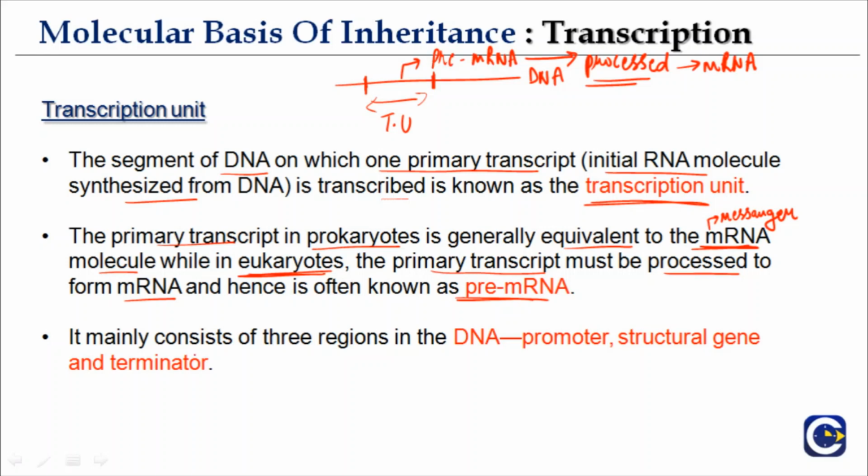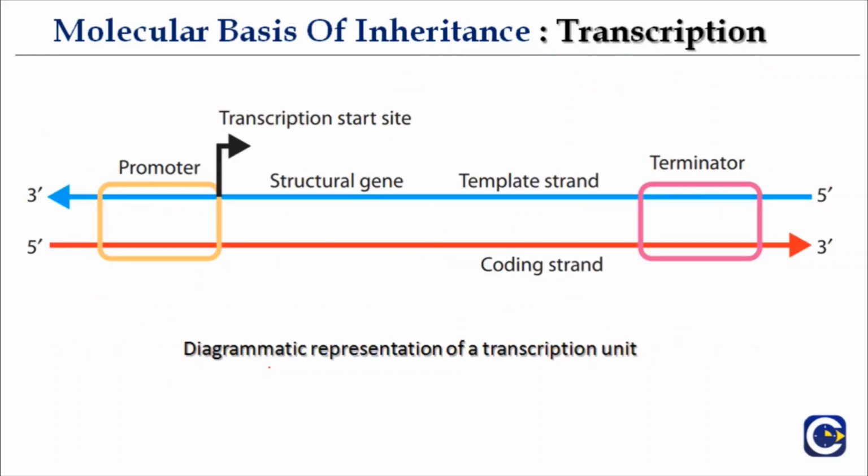And what are the components of a transcription unit? It contains 3 regions: promoter, structural gene and a terminator. Here we see a diagrammatic representation of the transcription unit, and the 3 components are the promoter, the structural gene and the terminator. This is very important. As the name suggests, the promoter promotes transcription. It is a specific sequence on the DNA that determines the transcription start site, where the RNA polymerase has to bind and start the process of transcription.